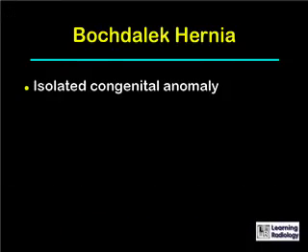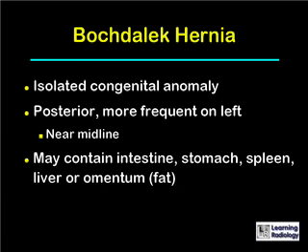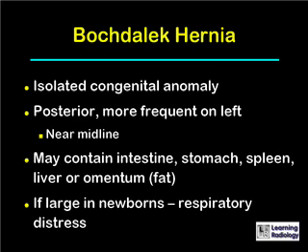Bochdalek hernias usually occur as isolated congenital anomalies. They are posterior, more frequently on the left, and usually near the midline. They can contain intestine, stomach, spleen, liver, or the fat of the omentum, as in this case. If large in newborns, they can produce respiratory distress and lead to hypoplasia of the involved lung.